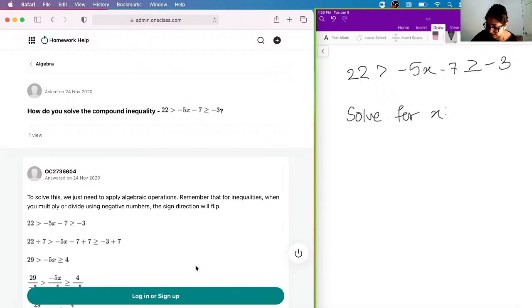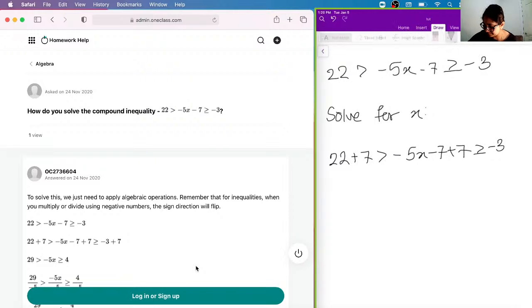And so to do that, you can just say on this side is going to be 22 plus 7, -5x minus 7 plus 7. And over here you have plus 7, plus 7, right? So over here you have 22 plus 7, which is going to be 29. And over here you just have -5x. And over here you have 4, right?